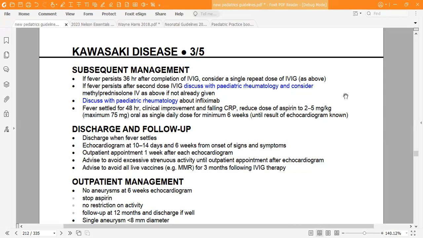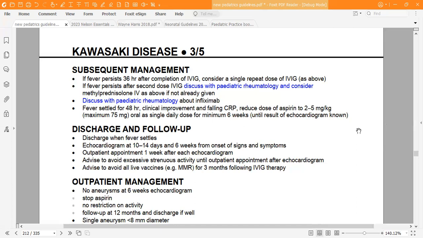Fever settled for 48 hours, clinical improvement and falling CRP. With falling CRP, reduce the dose of aspirin to 2 to 5 milligram per kg, maximum 75 milligram, oral as a single daily dose for a minimum of 6 weeks until the result of the echocardiogram is known.